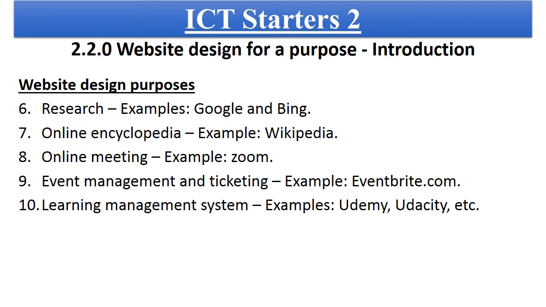7. Online encyclopedia. An online encyclopedia is a website that hosts a whole lot of information about different areas of life. And a popular example of such an encyclopedia is Wikipedia. 8. Online meeting. A website could be designed specifically to allow users to host online meetings. For instance, Zoom is a typical example of such a website whereby you can schedule a meeting and host the meeting online.